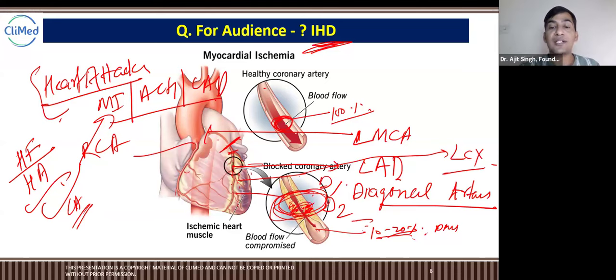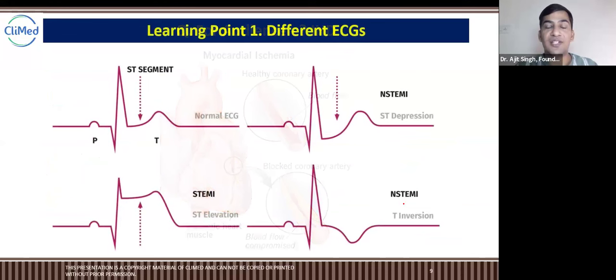Not narrowing, blockage. Narrowing is a different part. I mean, narrowing could be there, but it is like blocking the artery. Okay, so that is ischemic heart disease. Now let me tell you in simple terms about the ECG.